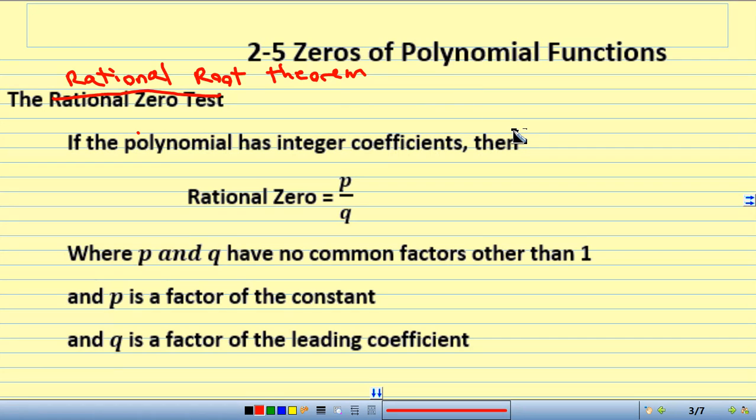Now, what the rational root theorem says is that all your real roots are going to be a ratio of p over q. What's p? P is the factor of the constant, or basically the last term, that's with x to the 0 power, or just the number. And q is the factor of the leading coefficient. Okay, so what I'm talking about is this.